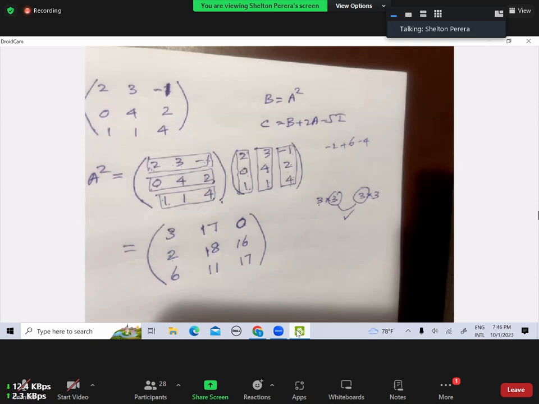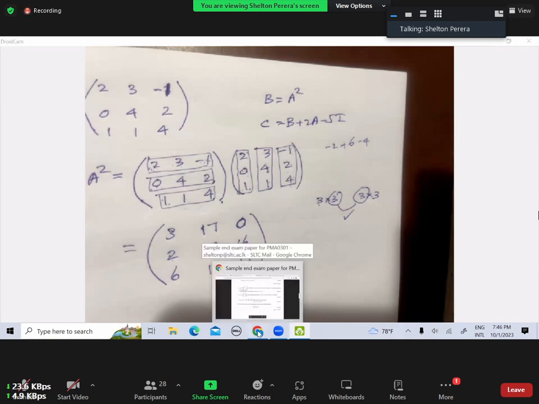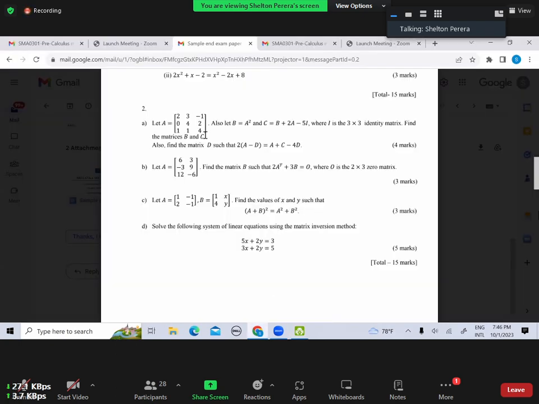Did I copy the problem correctly? Doesn't matter, but anyway, we have to be careful. We have to do the problem given. Did I copy A correctly? Yes. Very good.